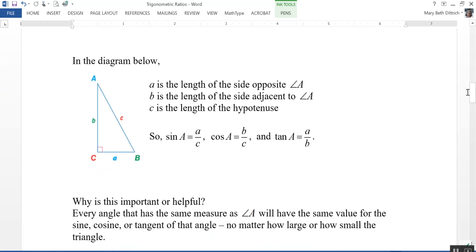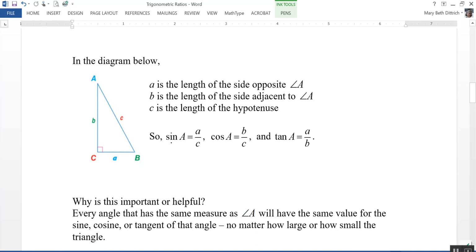So in the diagram below, lowercase a is the length of the side opposite angle A. If I were standing at angle A and looking straight out, that side is opposite, and the length of that side is lowercase a. b is the length of the side adjacent to angle A. Now you might say there are actually two sides adjacent to angle A, but c, because it's opposite the right angle, is always the hypotenuse. So even though c, or side AB here, is adjacent to angle A, it's not considered the adjacent side, it's actually the hypotenuse.